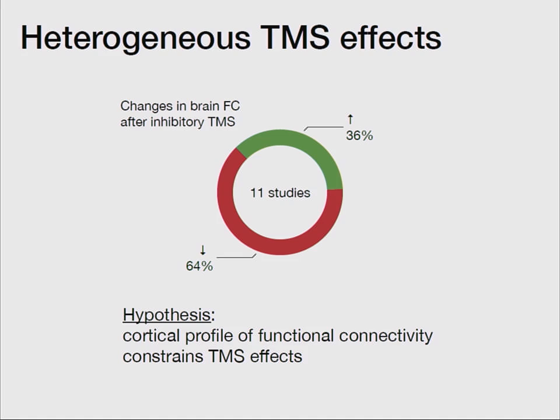in general, every study stimulates a different region across the entire cortex, and it is known that sensory and high cognitive networks or high cognitive areas have a completely different connectivity profile. We therefore hypothesize that the cortical profile of functional connectivity constrains the TMS effects.